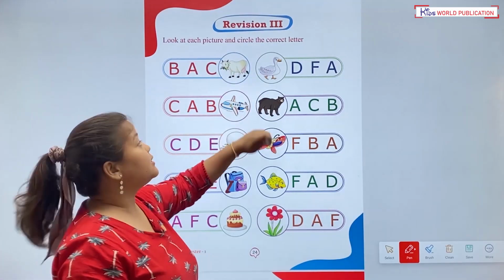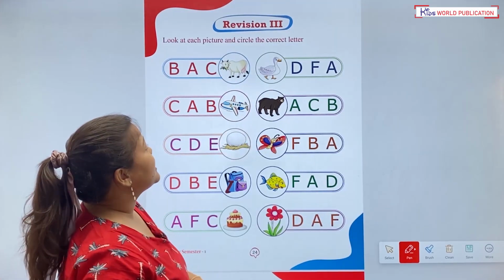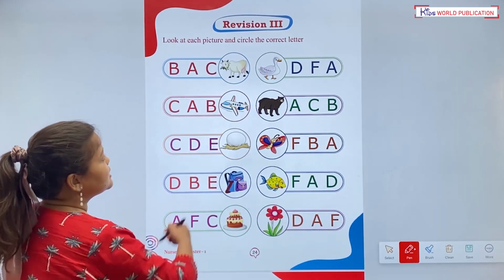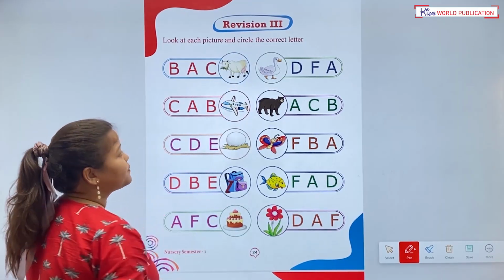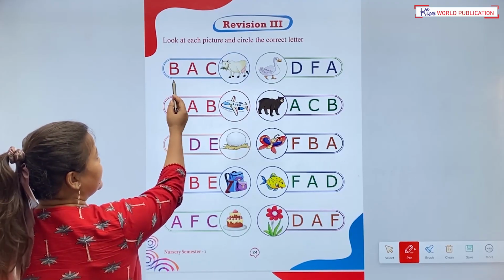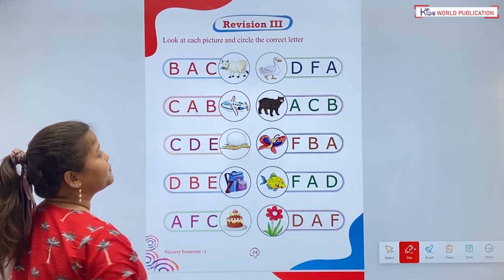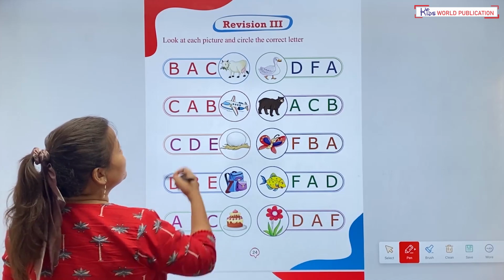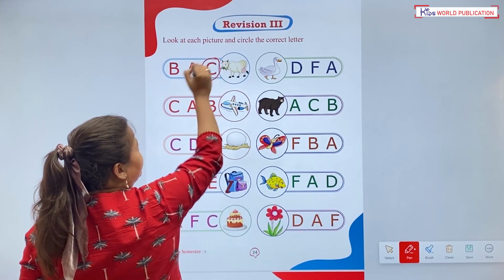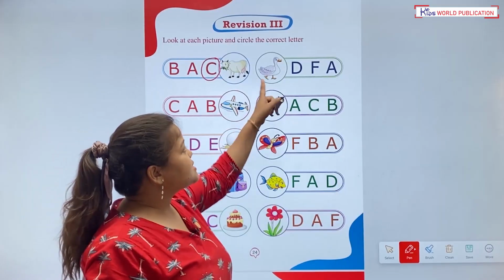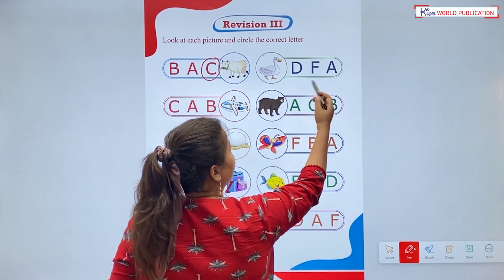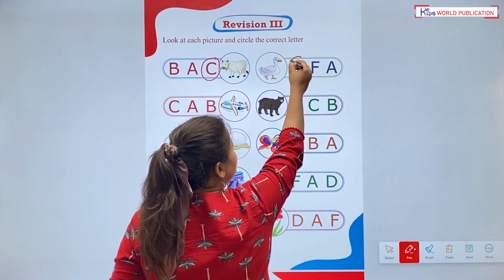Revision 3. Look at the picture and circle the correct letters. So, this is the picture of cow. Let's find the correct letter. B, A, C. So, the right letter is C. This is the picture of duck. D, F, A. The right answer is D.